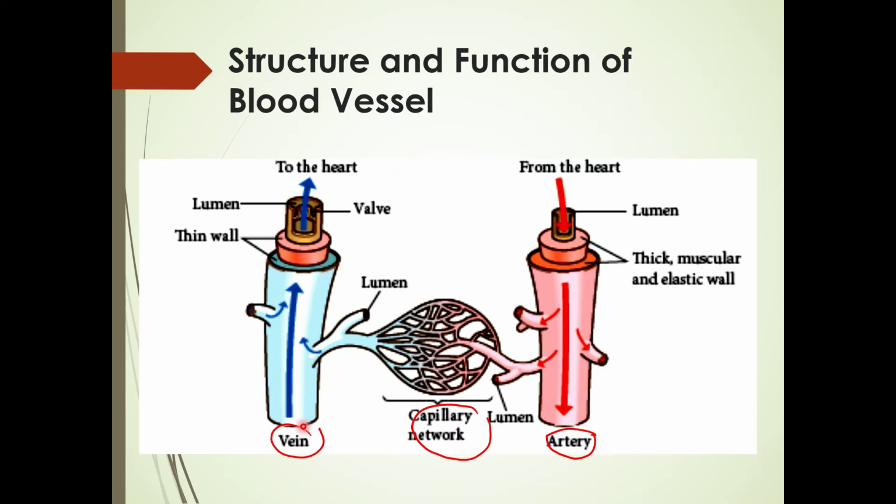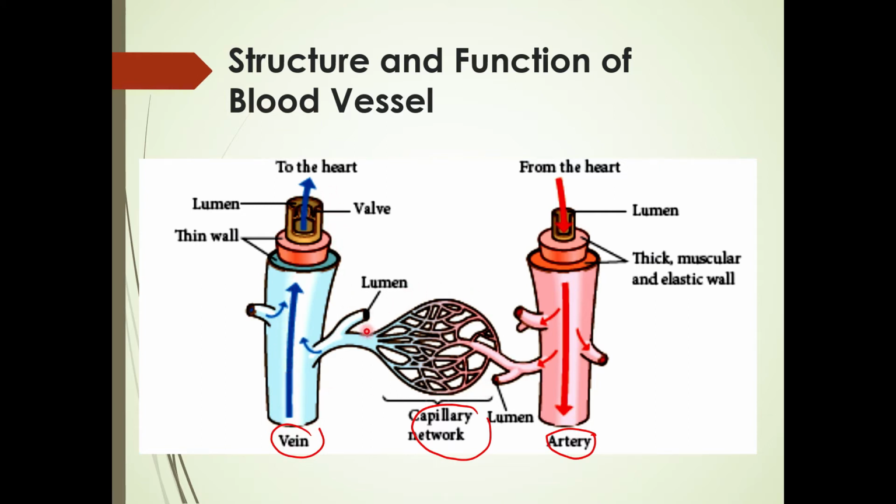The vein carries the deoxygenated blood to the heart, and after that the heart will pump the deoxygenated blood to the lung, and gas exchange occurs. Then it will carry the oxygenated blood to the artery. It goes to the heart first, and then the heart will pump it out, then it goes to the artery and travels to all parts of our body. Alright, so I already explained the vein and its structure.